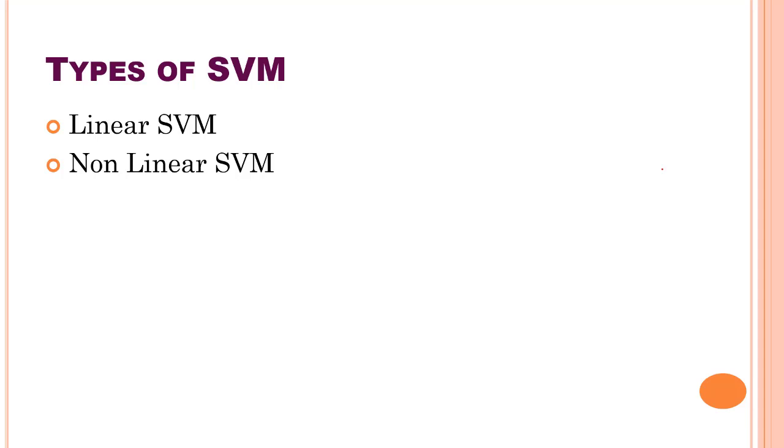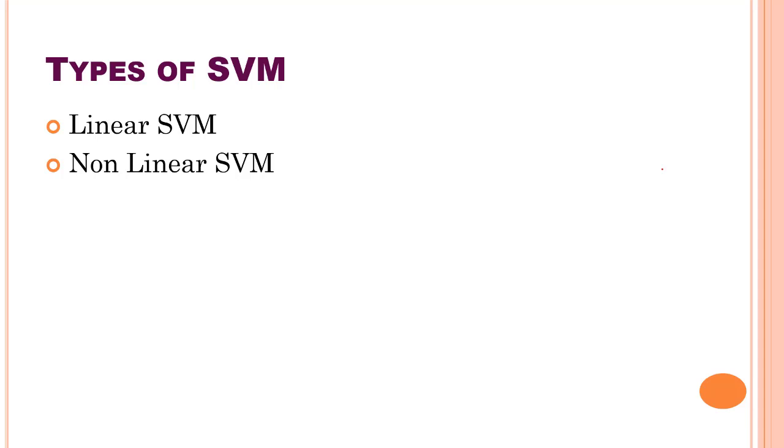As we have seen in the previous example, it was actually separable by just a straight line, so that was known as a linear SVM. Okay, and the classifier is known as linear SVM classifier. Okay, that's the jargon. The next example is non-linear SVM.